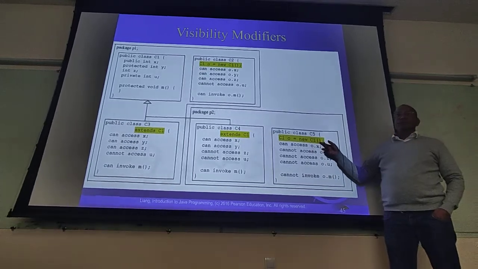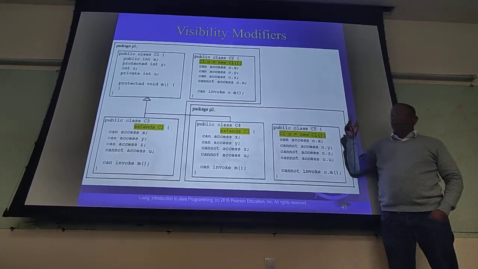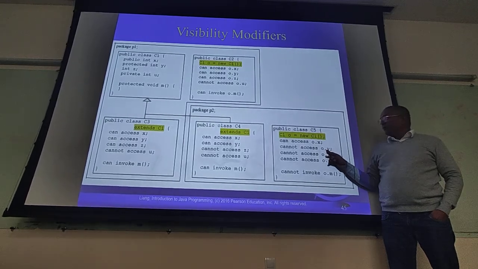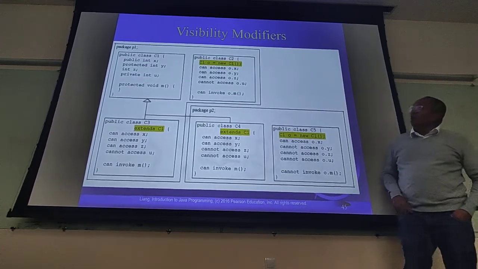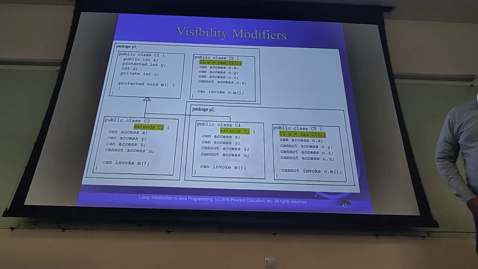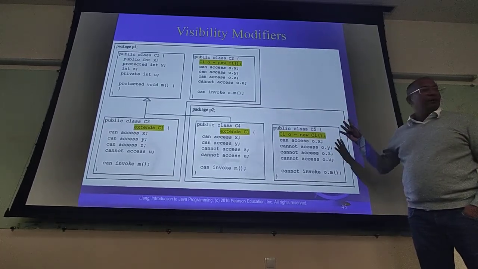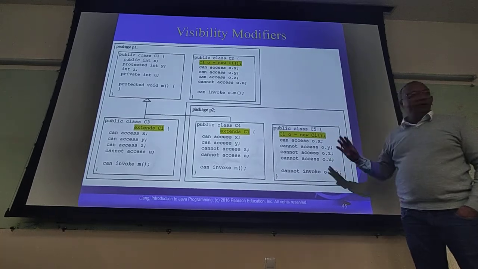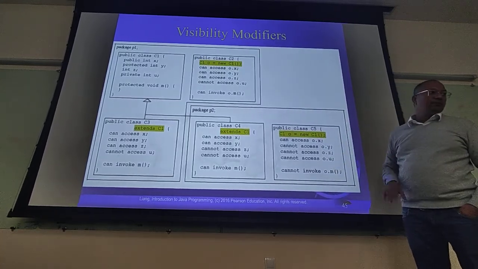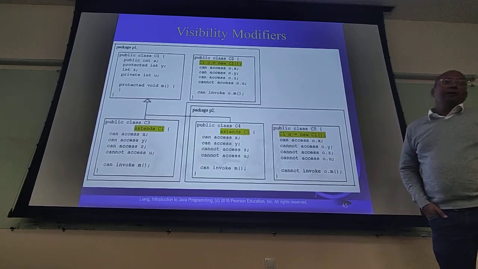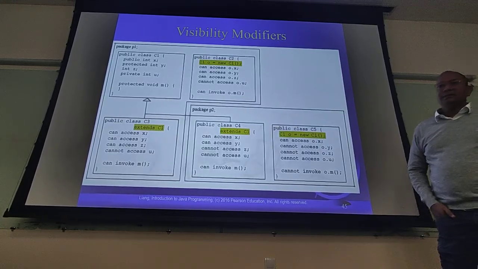Can you create an object of C1? Yes. Public. X, can you access? Public. Yes. Y, can you access? No. Protected and different package. Z? No. Default, different package. U? Not at all. And M? No. Have you clear? Public, private, protected and default. Clear?